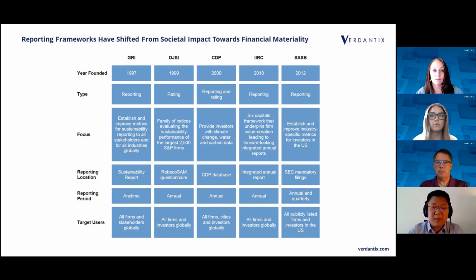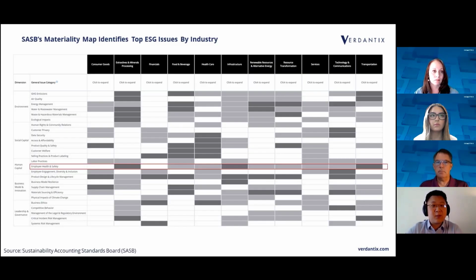SASB here, the Sustainability Accounting Standards Board, has presented one of the more industry-specific frameworks to help you prioritize issues most pertinent to investors. So in this particular diagram, what you're seeing is an example SASB heat map of the top ESG priorities by industry. And going down the rows are the different ESG issues, such as greenhouse gas emissions. Going across the columns are the industry verticals, the different types of businesses that firms would be operating in.